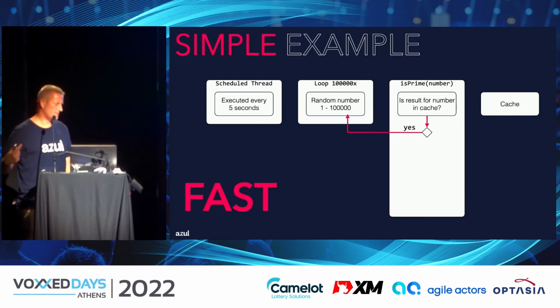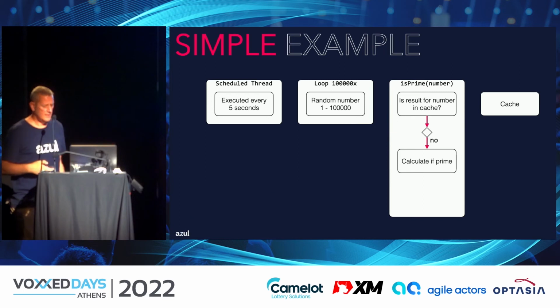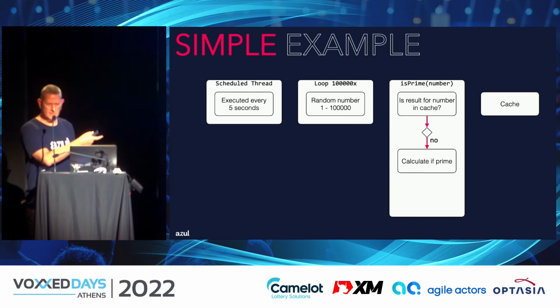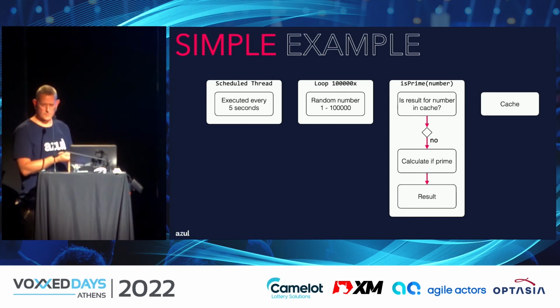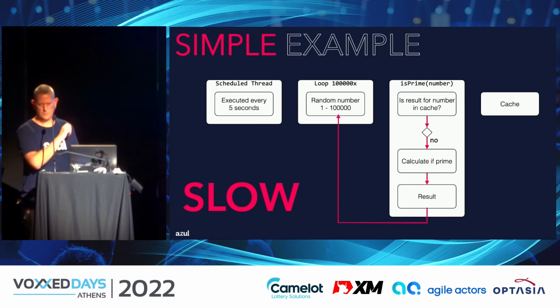If the result is there, it returns the result, which is pretty fast because this is just memory. If not, we have to calculate. And if you have, for example, a huge number, then that takes some time, okay? We get the result, we store it in the cache, and then we return it.